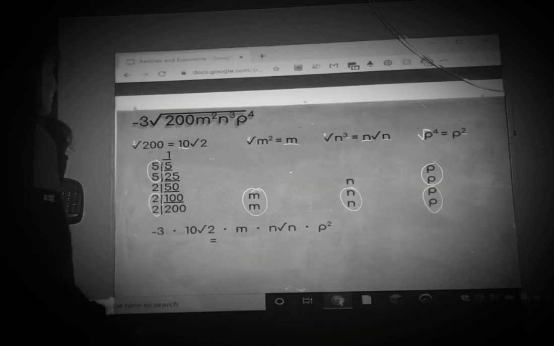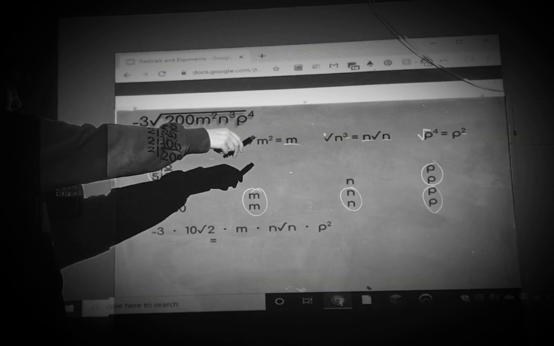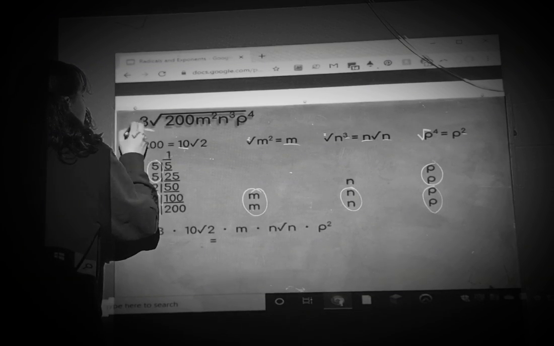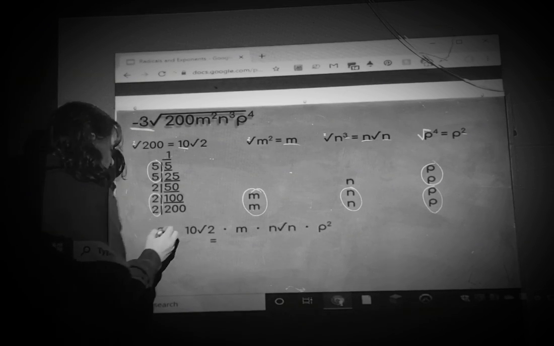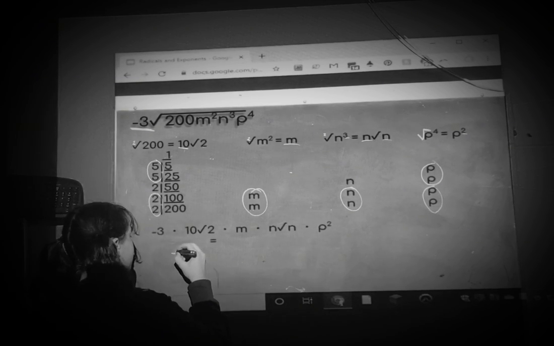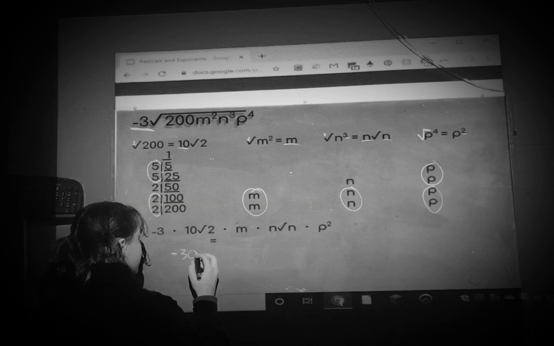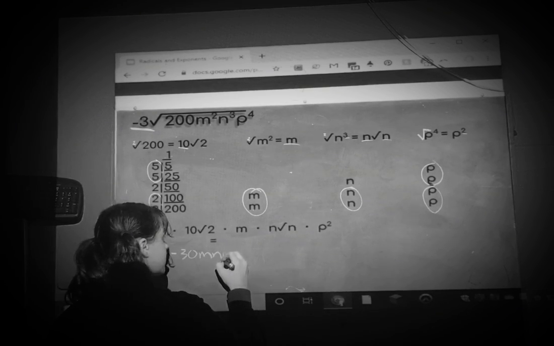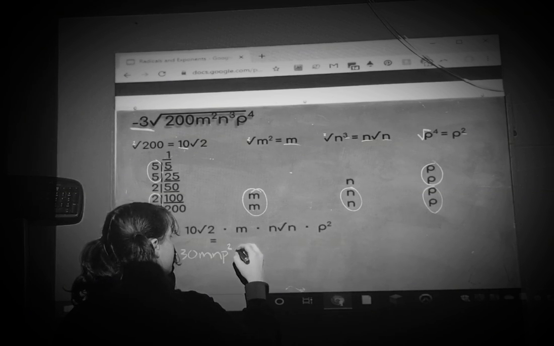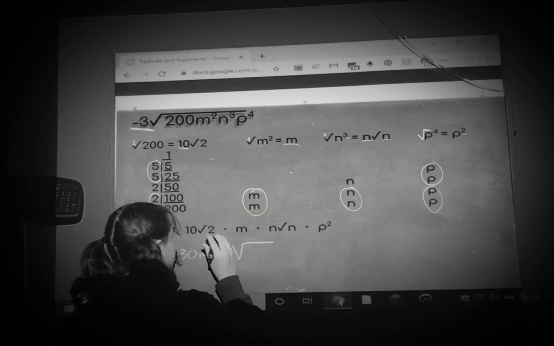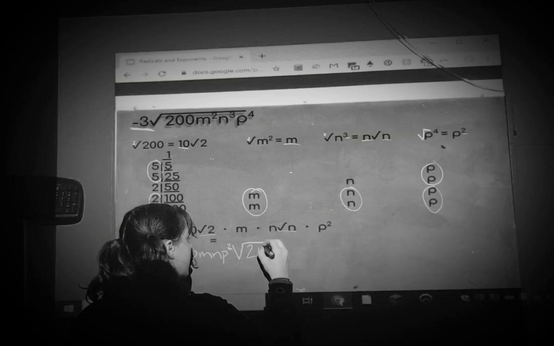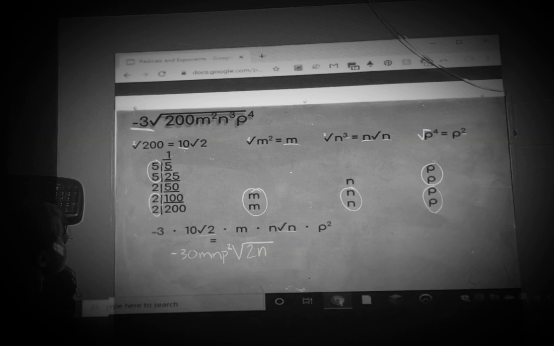Okay, now that we got all of these simplified, we have to multiply them all together, and do not forget the -3 at the beginning. So -3 times 10 is -30 times m, then times n, times p squared. Then 2 times n. Perfect. And our answer? Awesome.